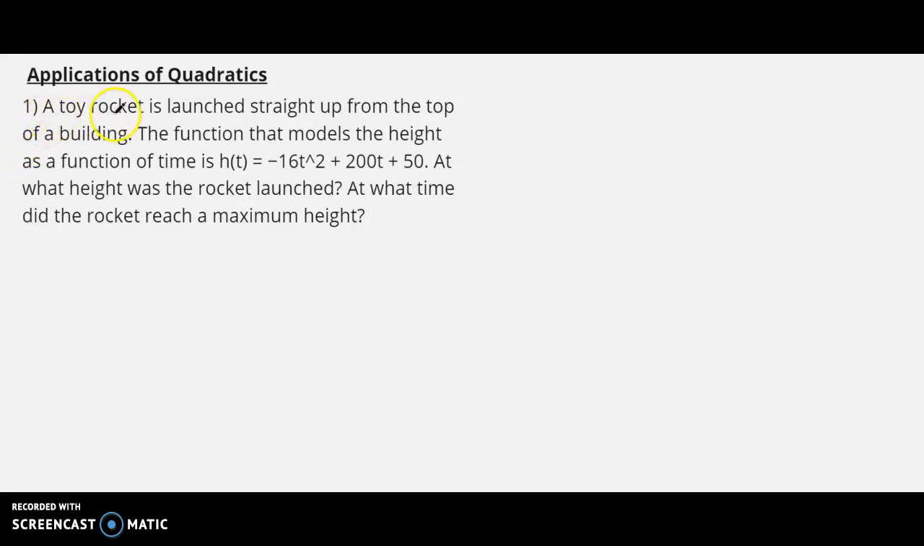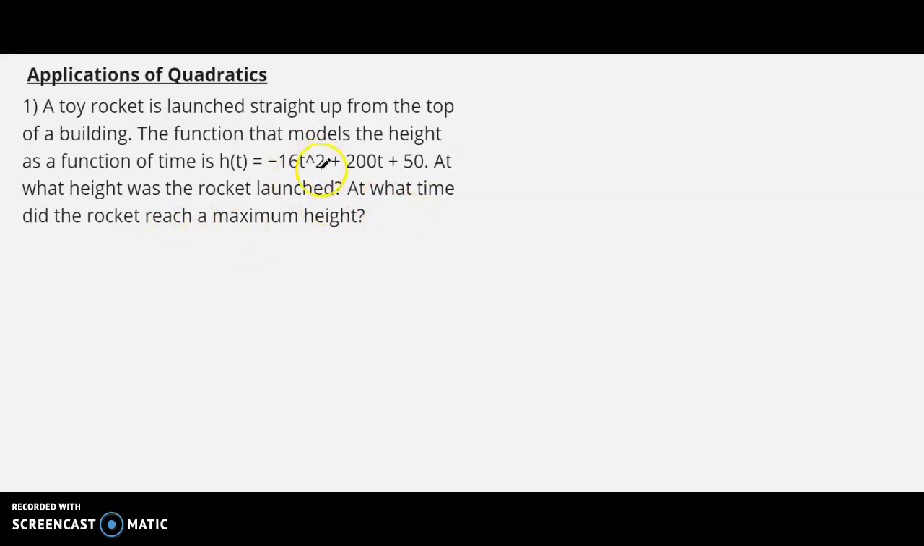It says a toy rocket is launched straight up from the top of a building. The function that models the height as a function of time is h of t equals negative 16t squared plus 200t plus 50. We have a couple questions to answer here. At what height was the rocket launched, and at what time did the rocket reach a maximum height?